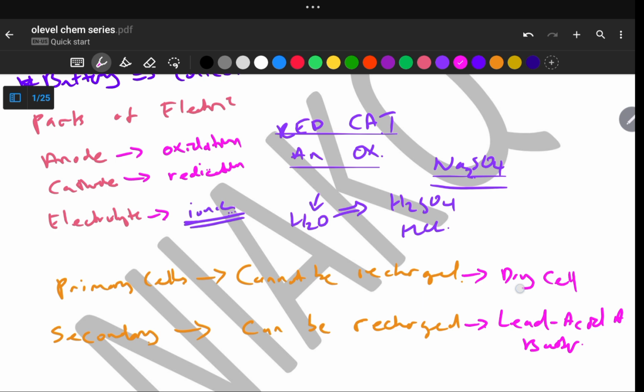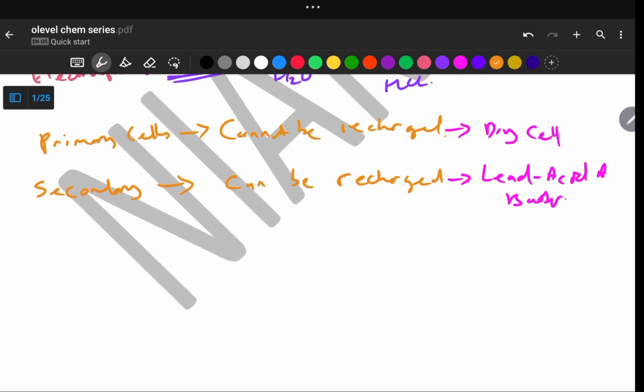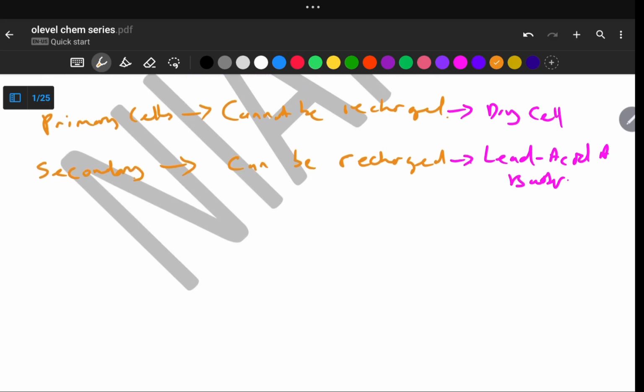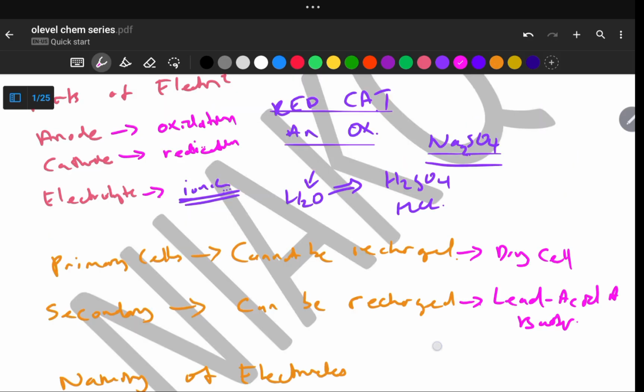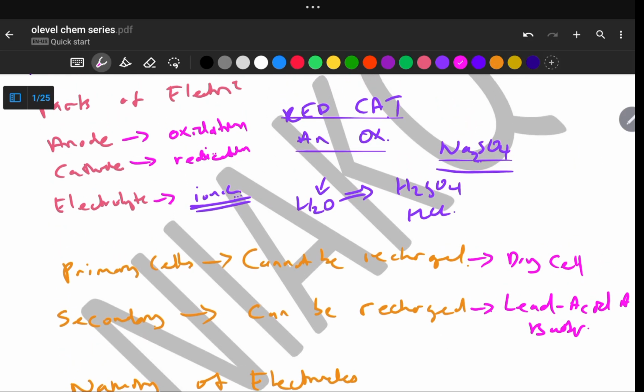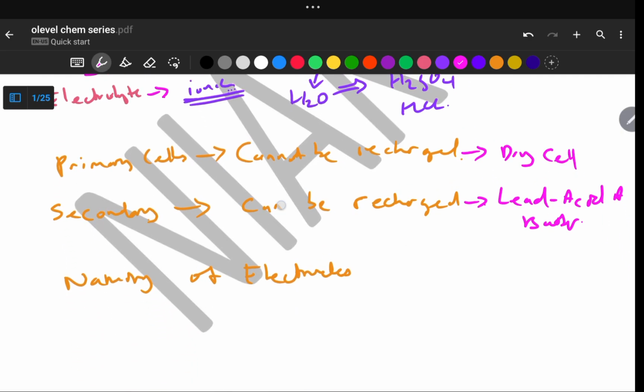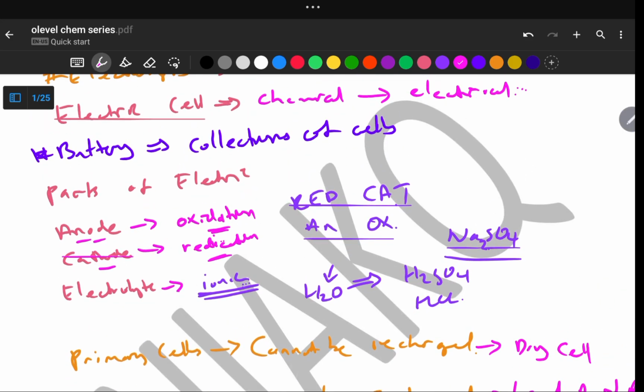And then we said we have the confusion when naming electrodes. So here we defined anode as the electrode where we are having oxidation, and then cathode as the electrode where we are having reduction, right? So we never say cathode is the positive, this one is the negative. We never say that.